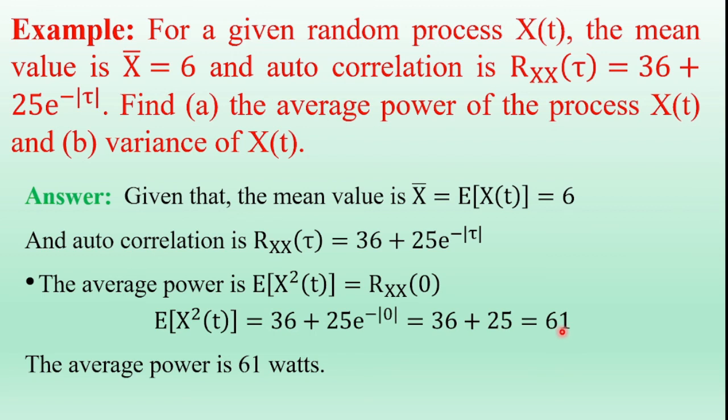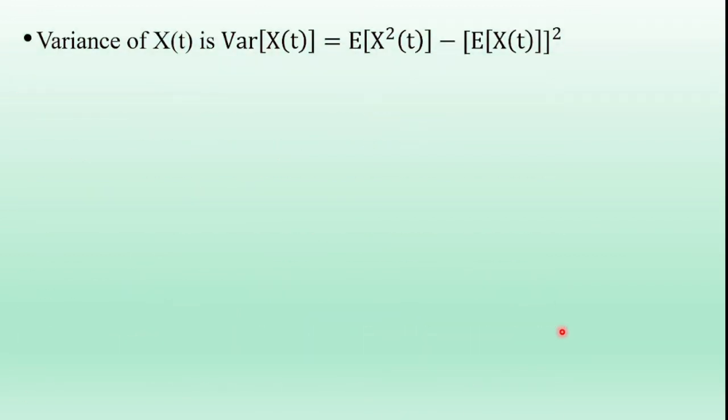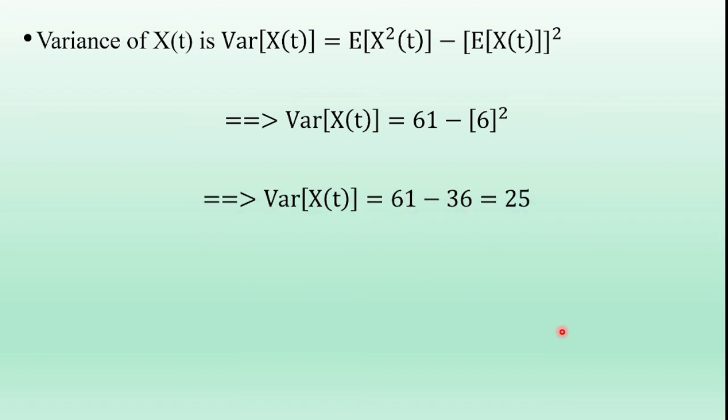Therefore, the second part solution is, we know that the variance of x of t is expectation of x square of t minus expectation of x of t whole square. Expectation of x square of t is 61. Given that expectation of x of t is 6, 6 square is 36, 61 minus 36 is 25. And this is the example of average power of the random process using properties of autocorrelation function expressions.